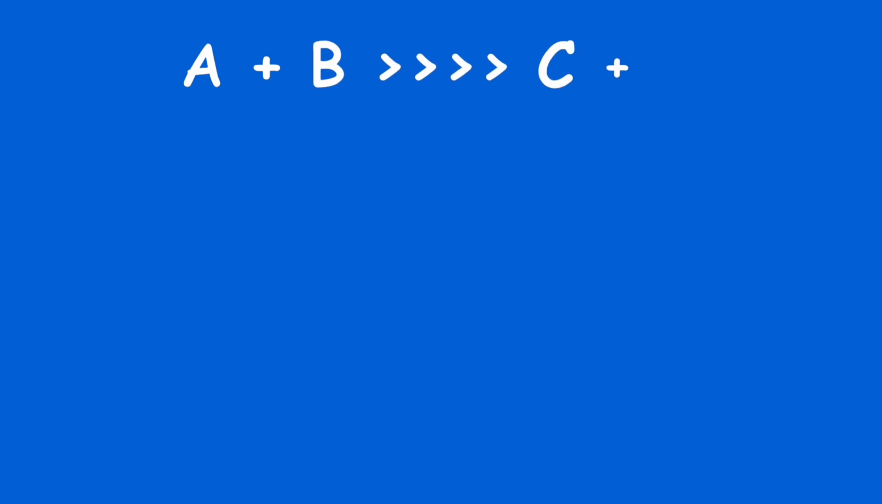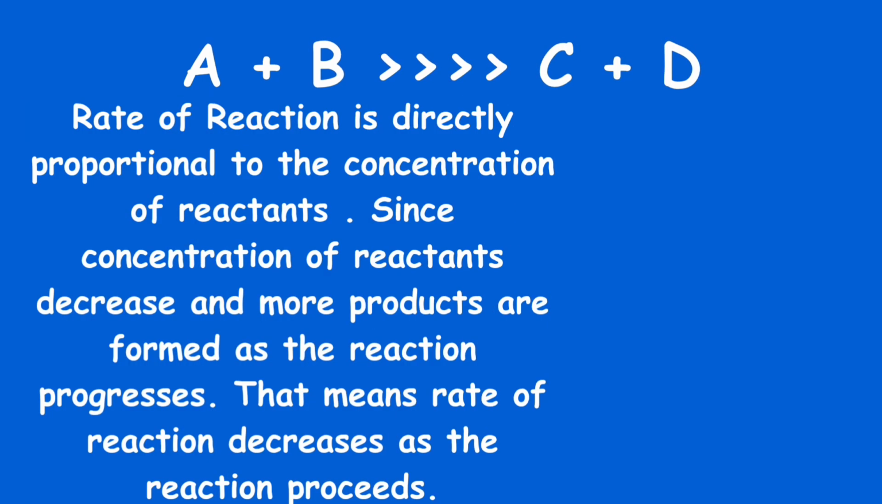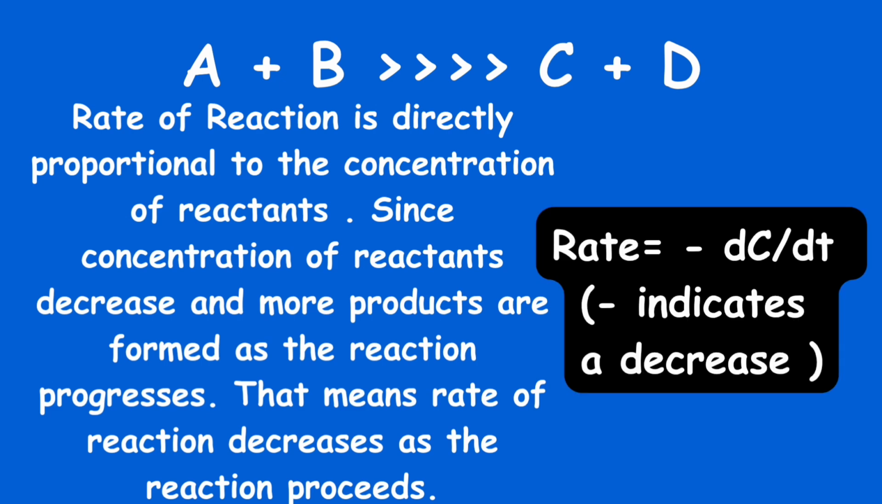common salt. Now, when A plus B gives C plus D, A plus B being the reactants, C plus D being the products, the rate of reaction is directly proportional to the concentration of reactants. Since the concentration of reactants decreases and more of the product is formed as the reaction progresses, this means that the rate of reaction decreases as the reaction proceeds.